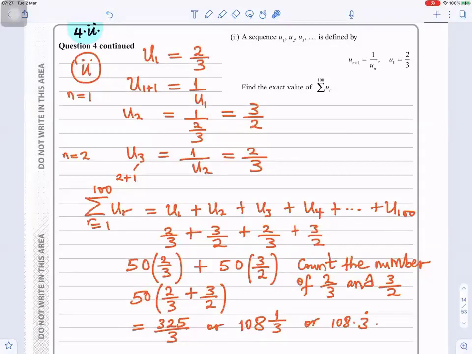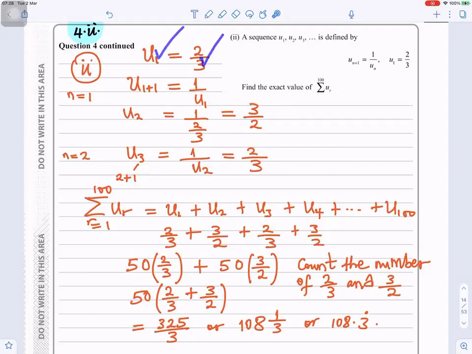For 4 part 2, a sequence is defined by that on the top right there. So we start, U1 is given as 2 over 3. Now we put n equals 1. That will give us U1 plus 1, which will give us U2. 1 plus 1 will give us 2. So that would be 1 over U1. Since U1 is 2 over 3, we put 2 over 3 in there. So 1 divided by 2 over 3 gives you 3 over 2. So that means U2 is 3 over 2.